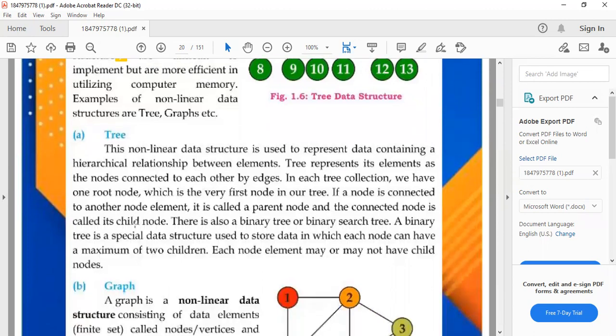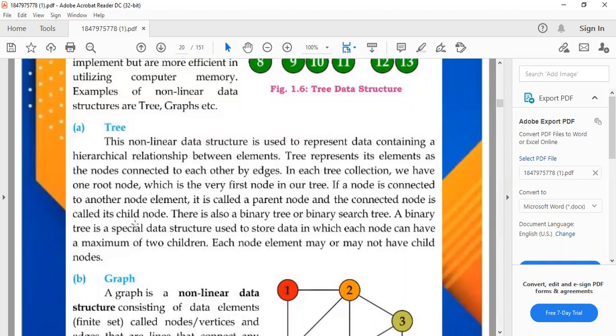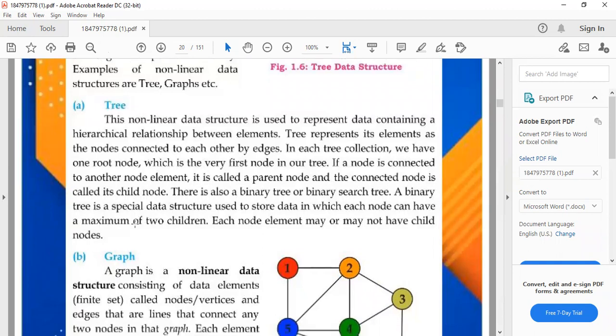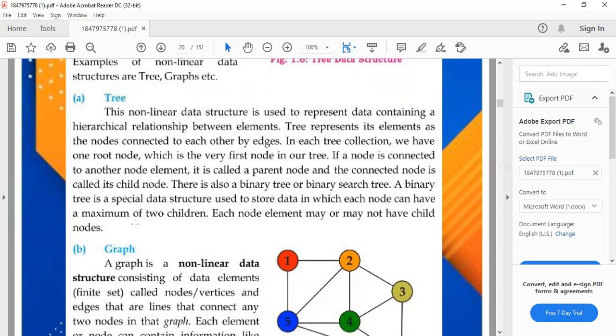And then let's study the tree. Tree is also a non-linear structure and graph is also a part of non-linear structure. Example of non-linear data structure, so the tree. This non-linear data structure is used to represent data containing a hierarchy relationship between the elements. So you can see this type of representation of data is non-linear, which is not a straight line again, and it shows a kind of hierarchy from up to bottom. You can see the hierarchy is going on, a relation is created between the elements.